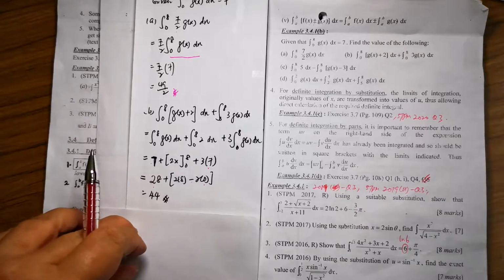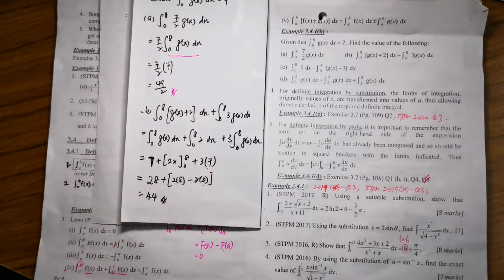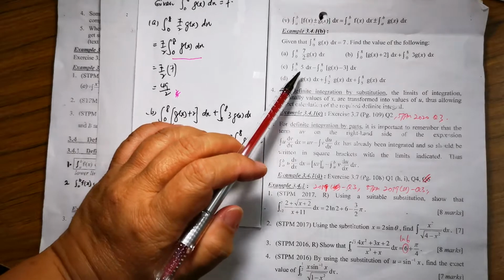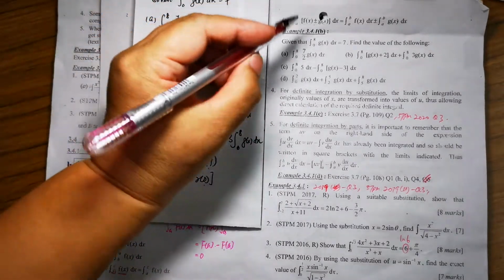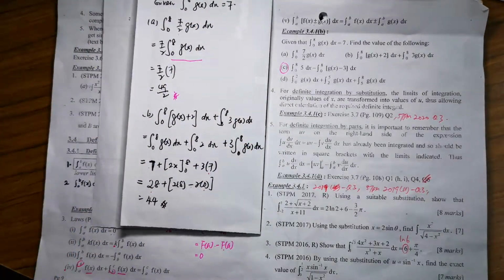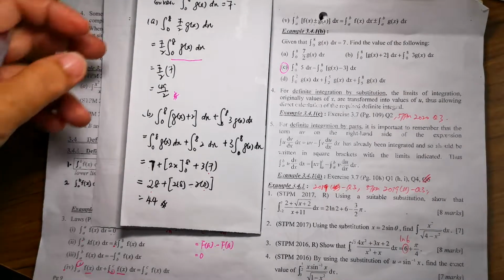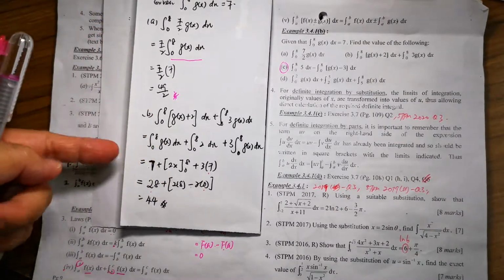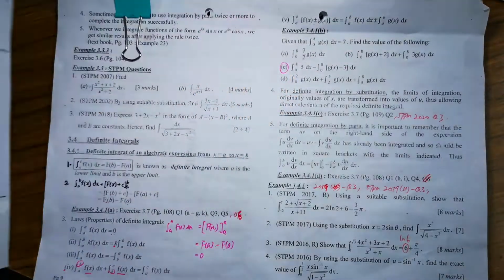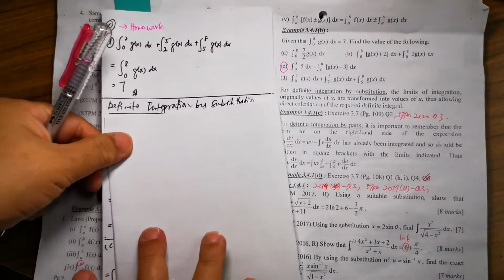Next, question C. I want you to do it as homework. Please write it down. C you do as homework. Just follow something like this only. And number 5. Question 5.